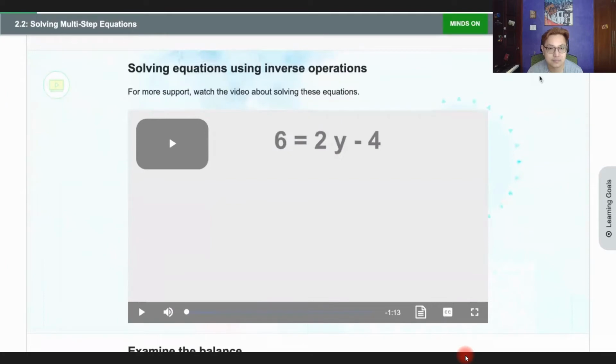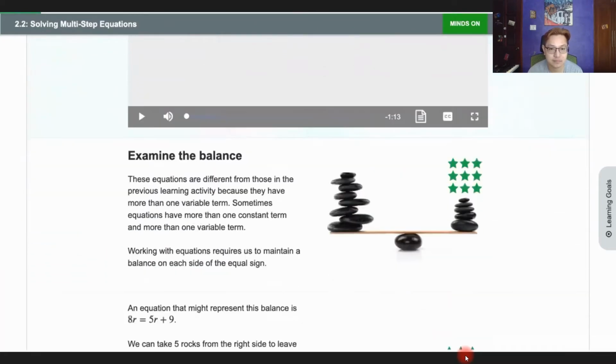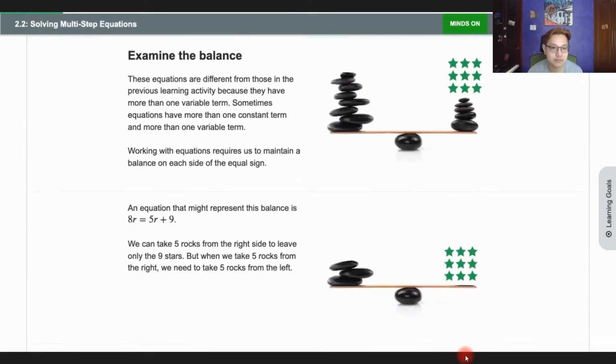This is like solving equations using inverse operations, examining the balance. In this, you don't have only one variable, you have two, maybe three variables in there that can change.